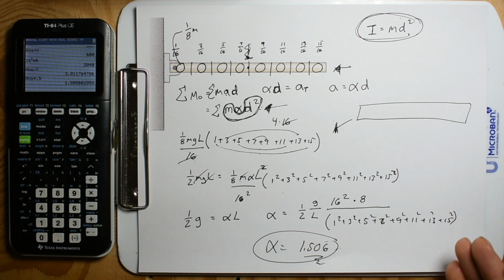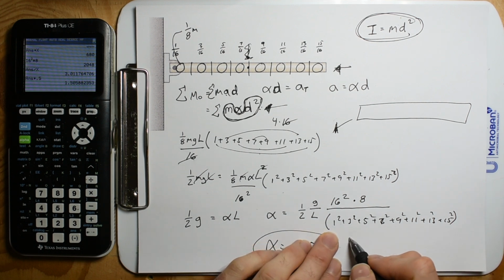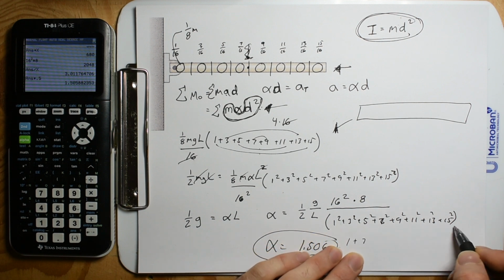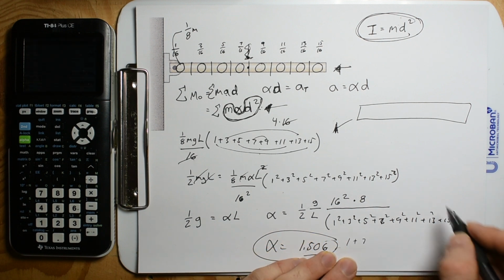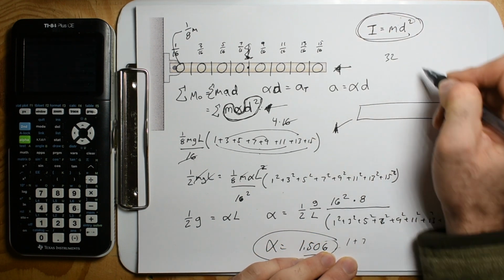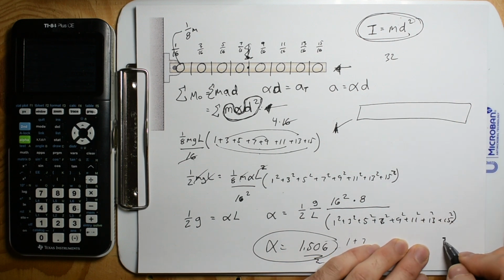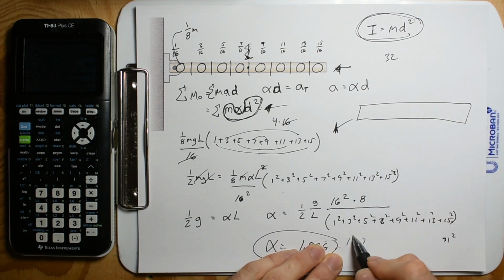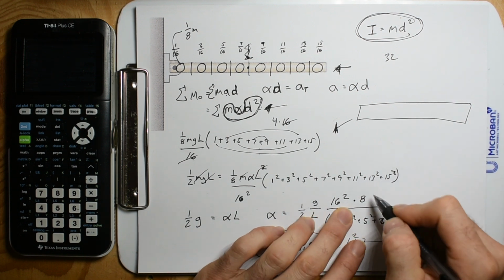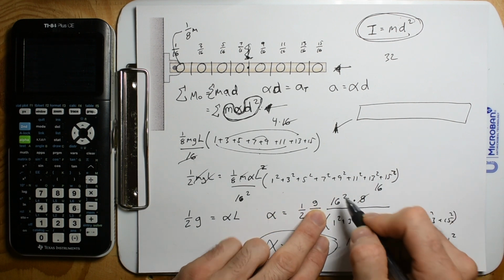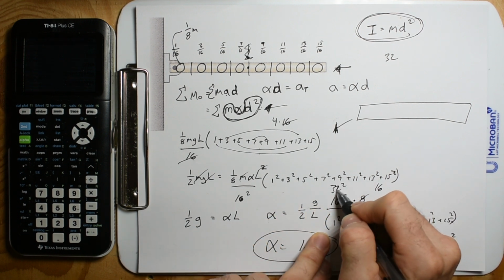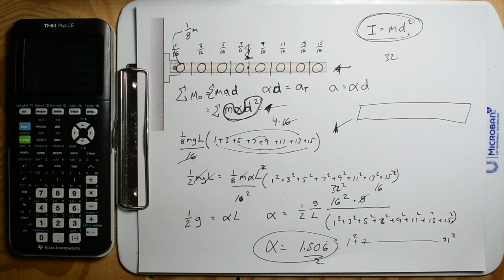If I wanted to do the next iteration, I would have 1 plus 3 all the way to, if this was 16, you'd have 32, and then I would have 31 squared. So I would have 1 squared to 31 squared. This would be a 16. This would probably be a 32 squared. You know what I mean?